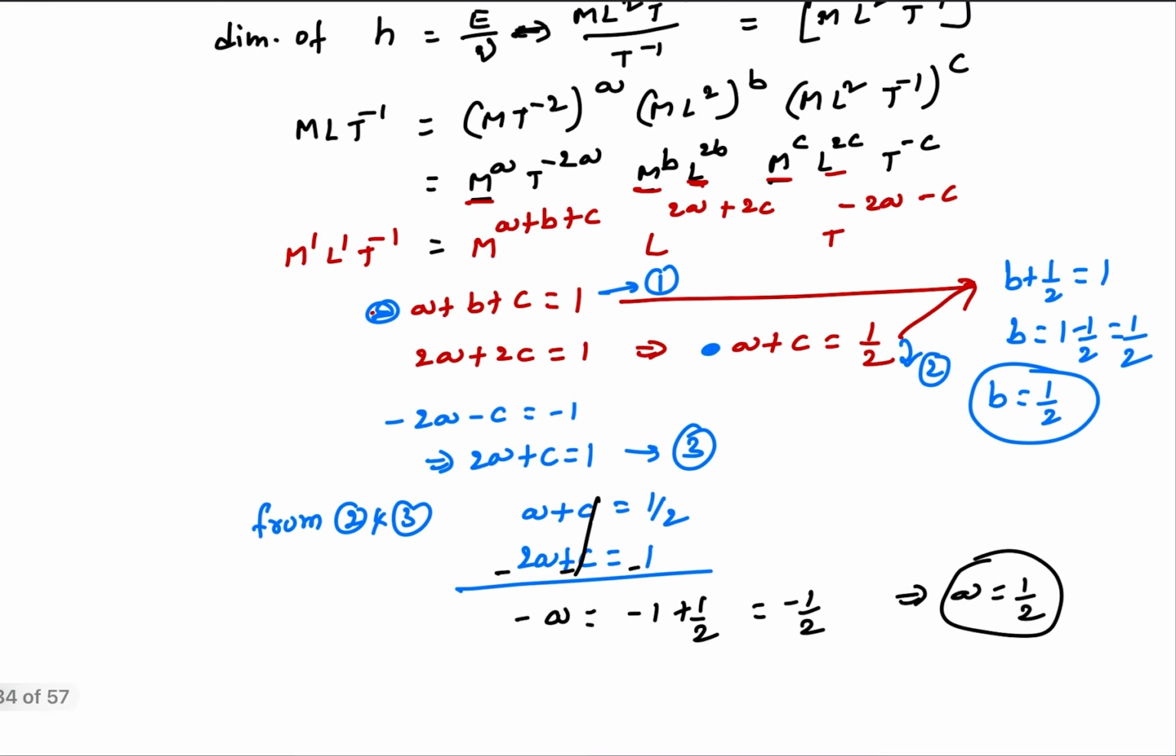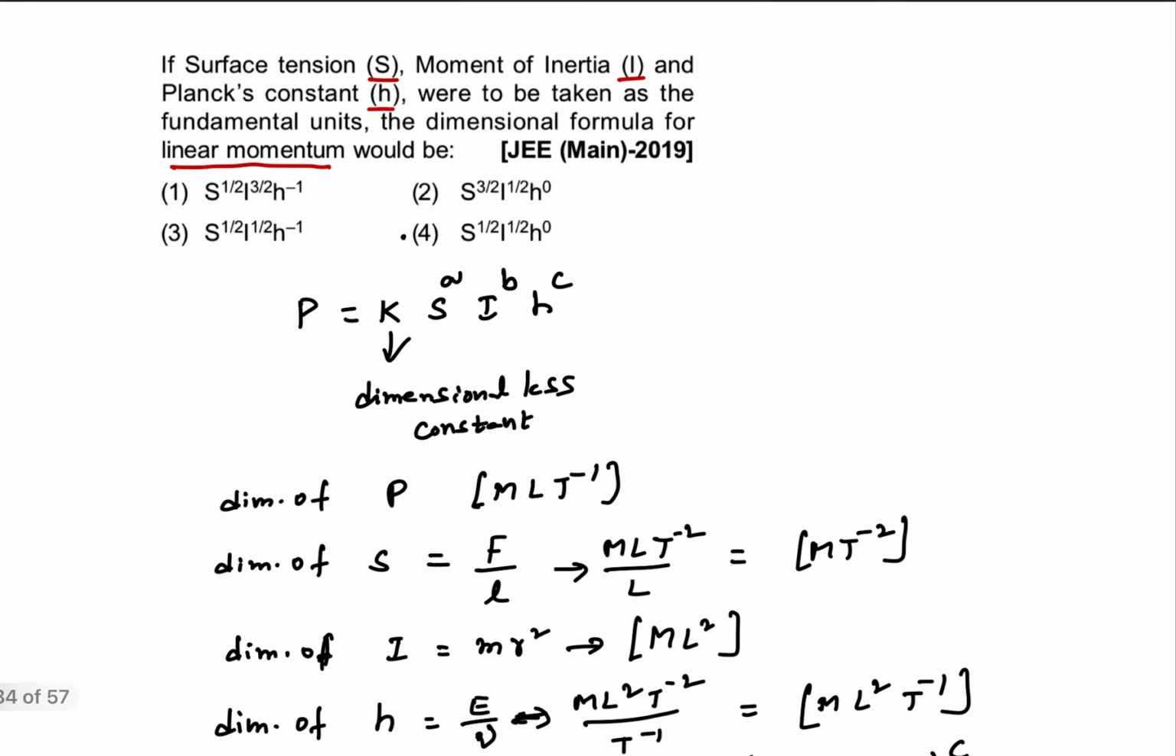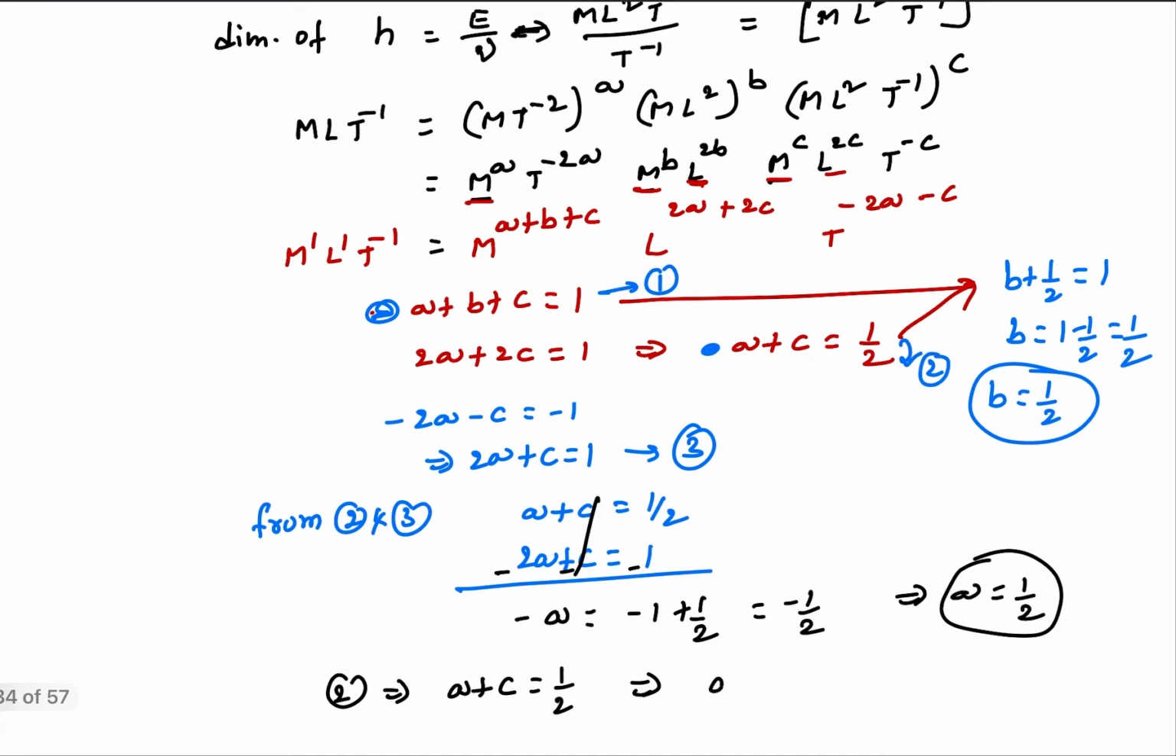Finally, you will get A is equal to 1 divided by 2. If A is equal to 1 by 2, then to get C, the second equation implies A plus C is equal to 1 by 2. So from this, what is the C value? You can see, C value is equal to how much?